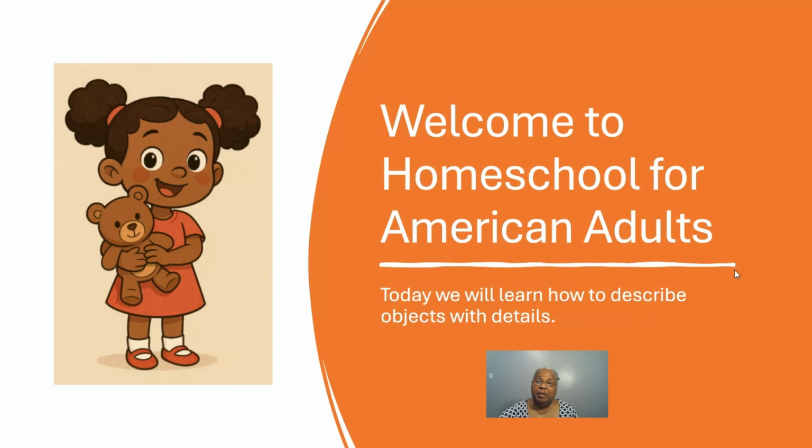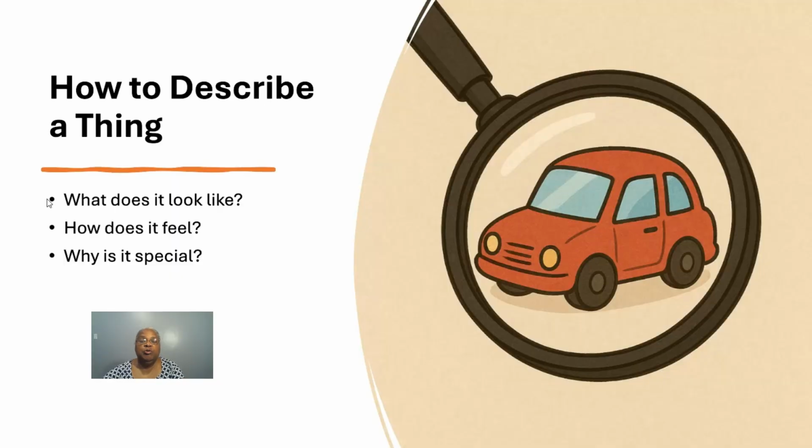Hi, I'm Donna Marie. In this lesson, we'll practice describing objects. Objects can be toys, clothes, or anything special to you. How to describe a thing. When you describe an object, write about what it looks like, how it feels, and why it's important to you.